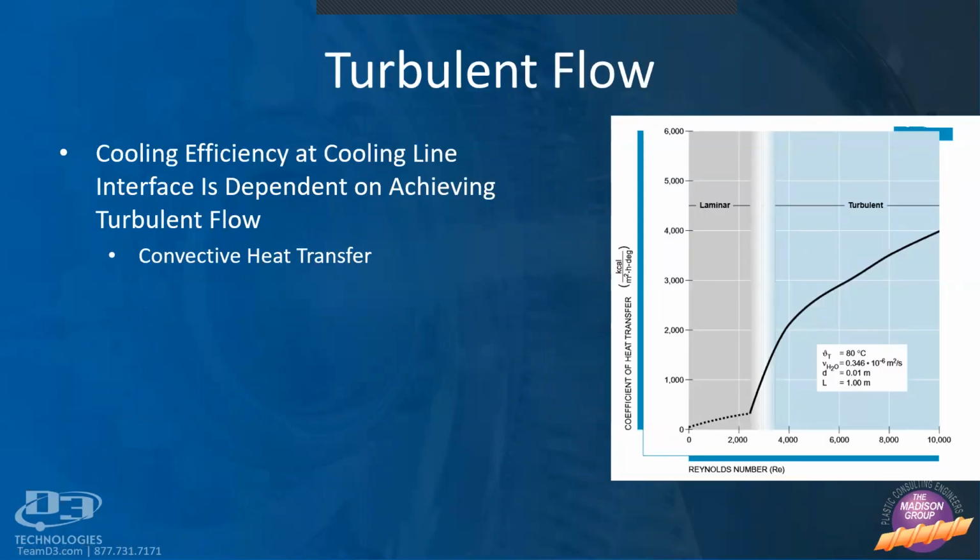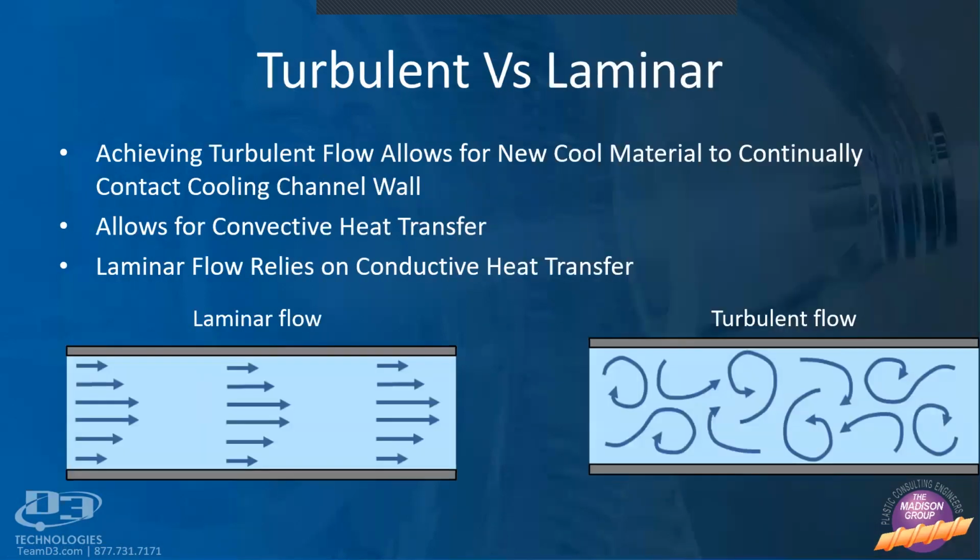We mentioned turbulence. We want to make sure that whatever cooling media we're putting in there, we're achieving turbulent flow so we get better heat extraction out of our mold. Here we're looking at a graph showing how the Reynolds number, the characteristic number for turbulent flow, influences our heat extraction. When we're in the laminar phase, you can see our heat extraction is very low. But as we get into the turbulent phase, we see an exponential growth in our heat extraction ability because we introduce convective heat transfer.